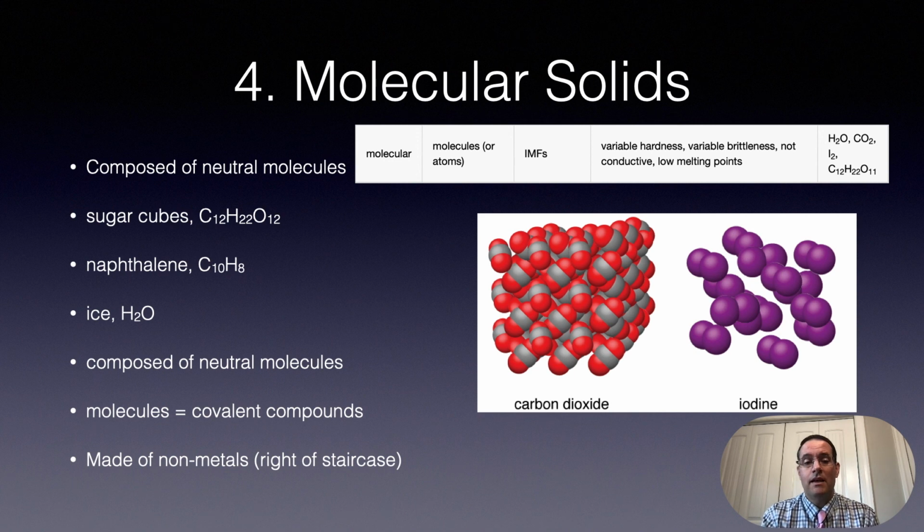Okay. And so the nonmetals, remember, are on the right side of the staircase. So we've got a picture here of carbon dioxide in a repeating lattice, and we have a picture of iodine. Remember, iodine is diatomic, so it's I2, and they decided to use purple for the abbreviated color for iodine, which makes sense because iodine is a purple element.